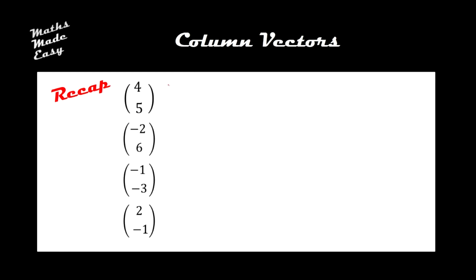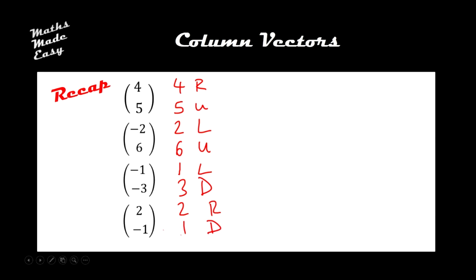Okay, so the answers to these, the first one is 4 to the right and 5 up. We then have 2 to the left with 6 up. We then have 1 to the left with 3 down. And then finally 2 to the right with 1 down.